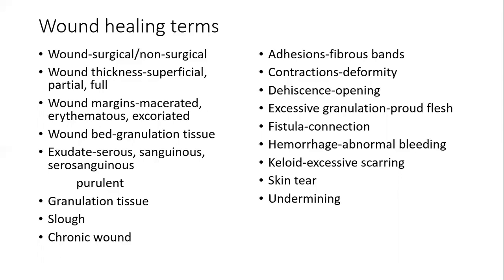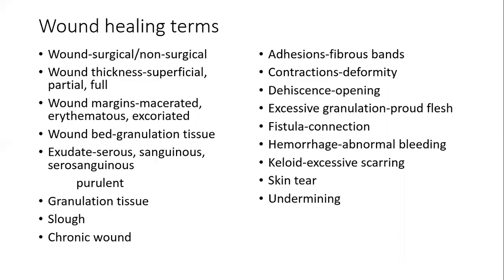Wound margin descriptors include macerated, erythematous, and excoriated. So macerated is when it's kind of raw, erythematous is red and swollen, and excoriated is chafed. The wound bed can be described in terms of what's in there. Usually it's granulation tissue, although there can be other things there, slough and other materials. Exudate can be described as serous, sanguinous, serosanguinous, or purulent. So serous is clear, sanguinous is bloody, serosanguinous is a little of each, and purulent is pussy.